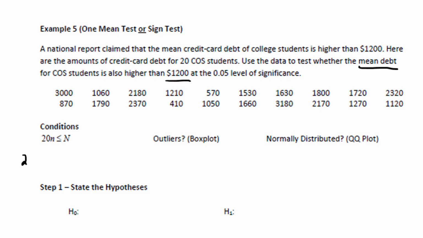For the first condition, 20 times n is 20 times 20, or 400 COS students. Are there more than 400 COS students? I would say so. There are somewhere near 16,000, so that condition is met. Next, we'll have to check for outliers with the box plot and whether the data are normally distributed with a QQ plot. Let's go ahead and do that.